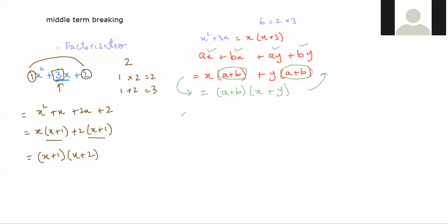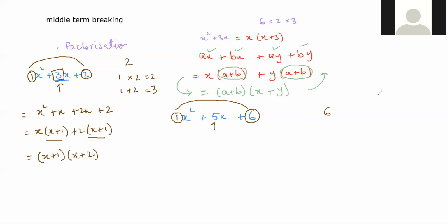Now suppose you have x squared plus 5x plus 6. I'm taking very easy examples here. You see that the coefficient of x squared is 1 and this number is 6. You multiply them together and you get 6. This number over here is 5. So we shall break this number into two numbers so that the product is 6 and the sum is 5.